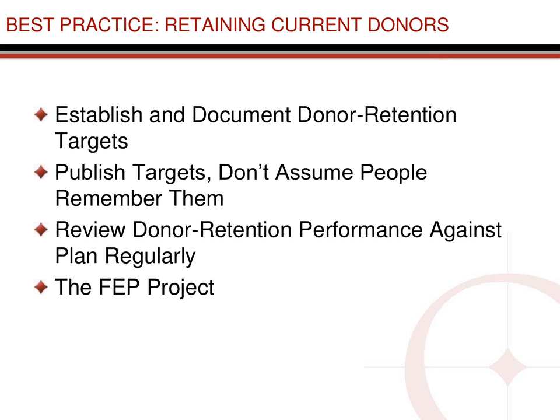So our best practices in this regard go back to what we said about some of the other categories. Establish and document those donor retention targets. Obviously we'd like to retain 100% of our donors, but that's probably not going to happen because of those people who move or die or have a change in their financial status. But try to establish that you want to retain maybe 90%, 95% of your donors. I think you've got to have some kind of targets, and again, publish them internally. Don't just assume that everybody knows how many donors you're trying to retain. And then, again, measure those against your plan regularly.